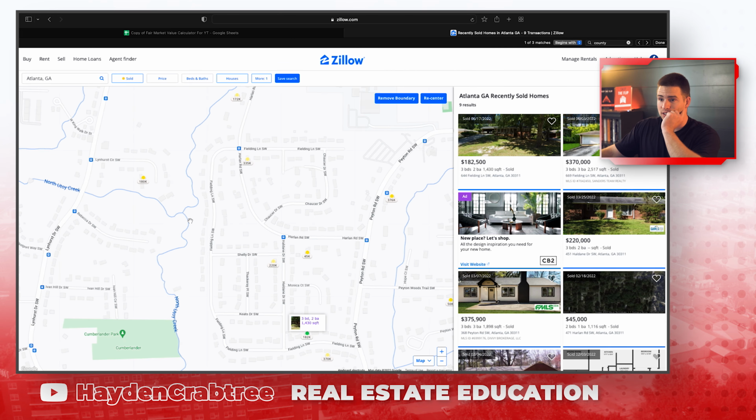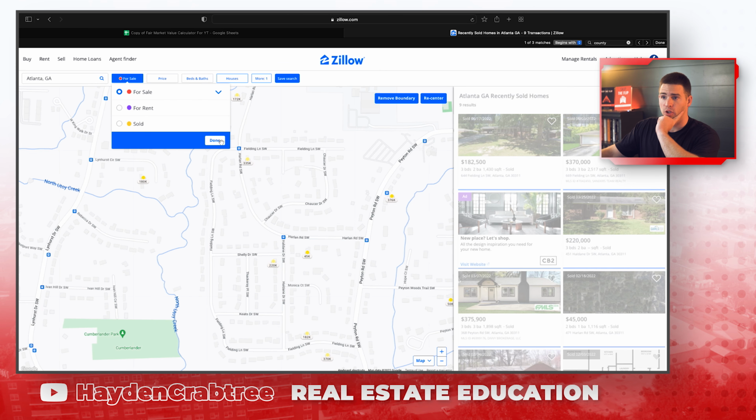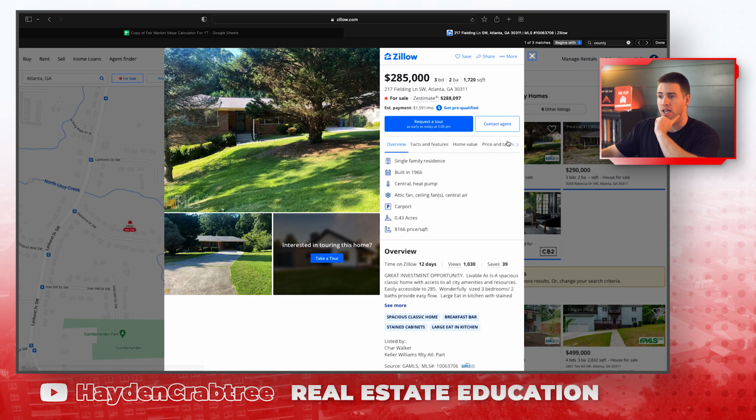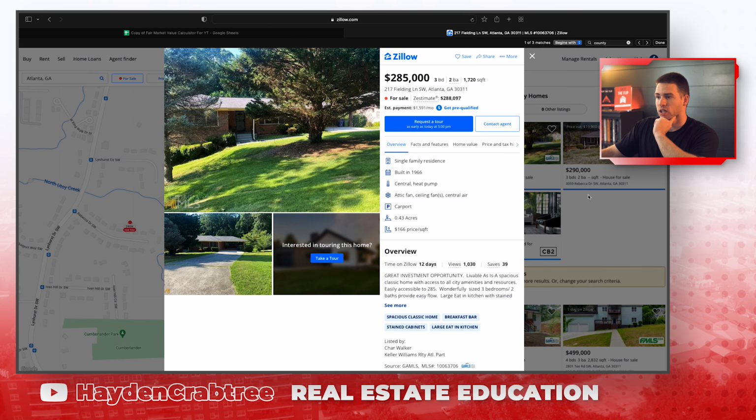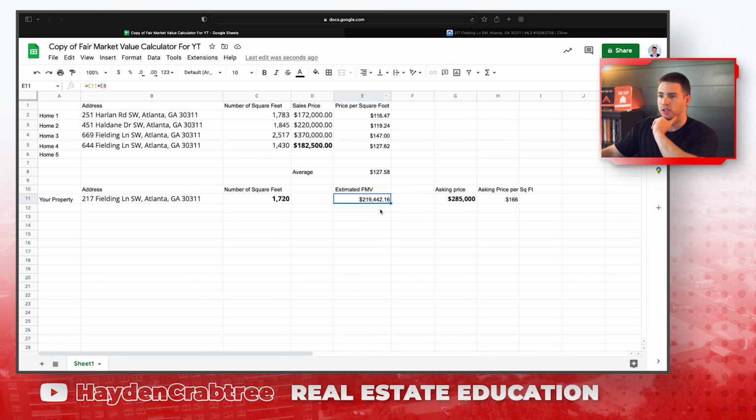So I would say this house here, again, if we go back to the house that's for sale that we're looking at for $285,000, it looks like a clean property. But what I would say is that this property is probably not worth $285,000. It's probably worth somewhere between $220,000 to $230,000.